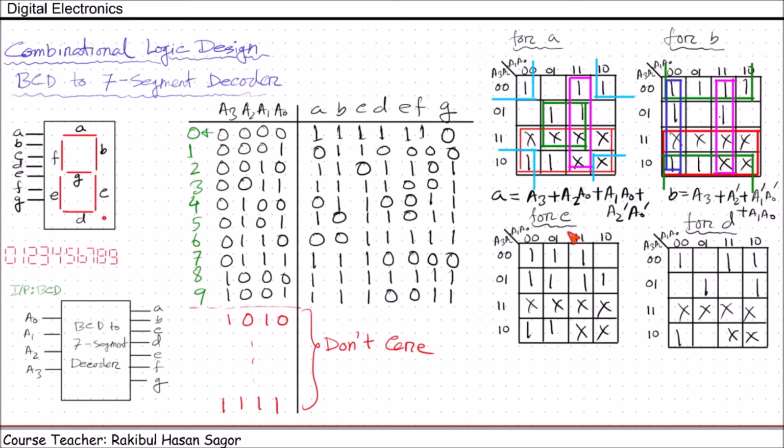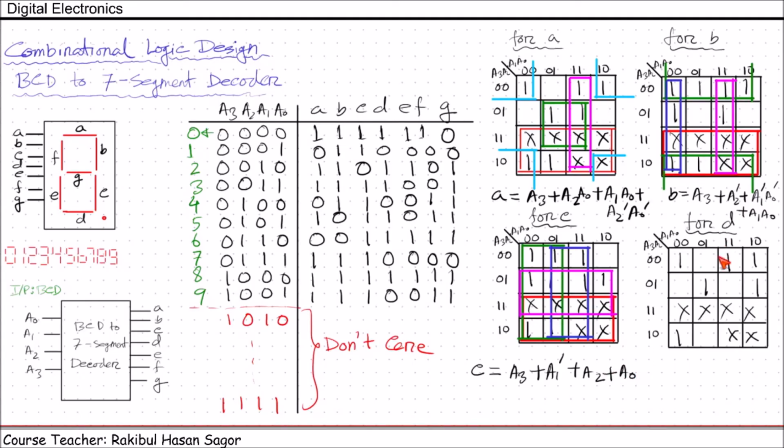Next, let us simplify function C. We can take 8 boxes here. Next, we can take this. Finally, for this one, we can take this box. So the function C can be written as A3 plus A1 prime plus A2 plus A0.